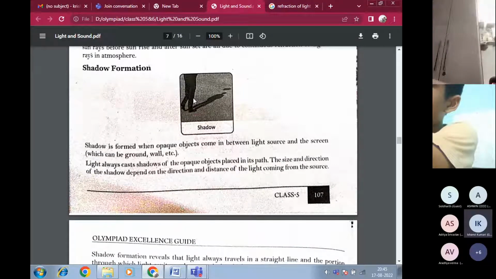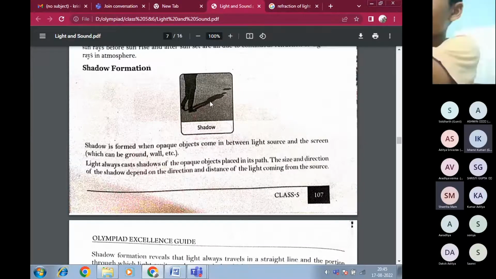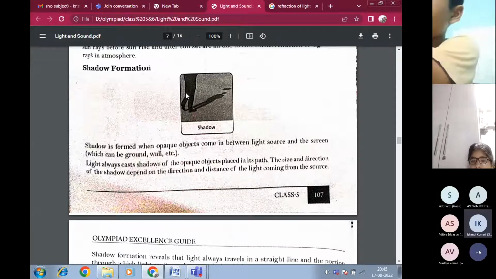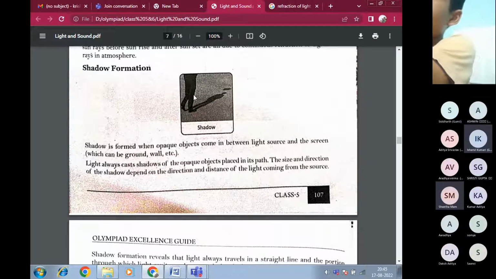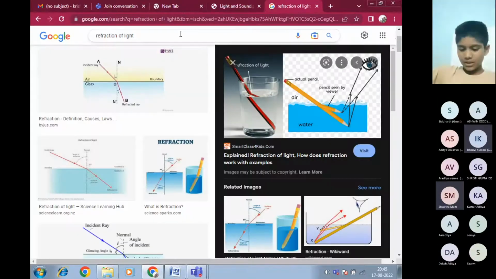Next one is shadow formation. There is a difference between the image and the shadows. If you see the shadow, it is formed when opaque objects come in between the light source and the screen. For example, this person is standing here. Let me show the figure here properly to you.